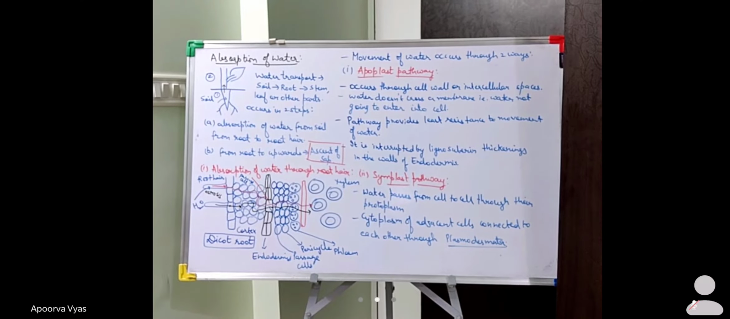इसमें किसी को कुछ डाउट है या किसी को नहीं समझ में आया तो you can ask me. Is it clear? Acha, also this apoplast pathway provides least resistance to movement of water, therefore it moves fastest through this apoplast pathway. ठीक है? And it is only interrupted by the lignosuberin thickenings in the walls of the endodermis. Is it clear? Do you understand the difference between the apoplast pathway and the symplast pathway?